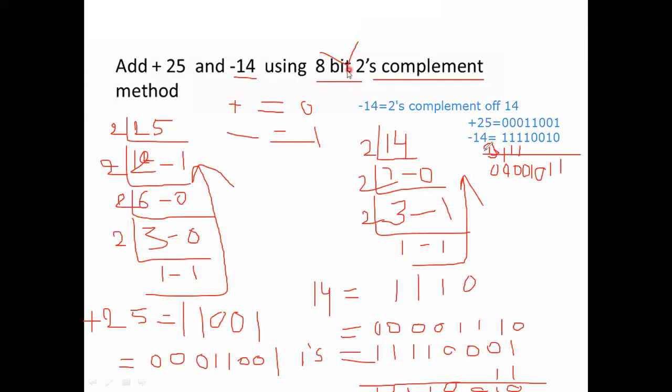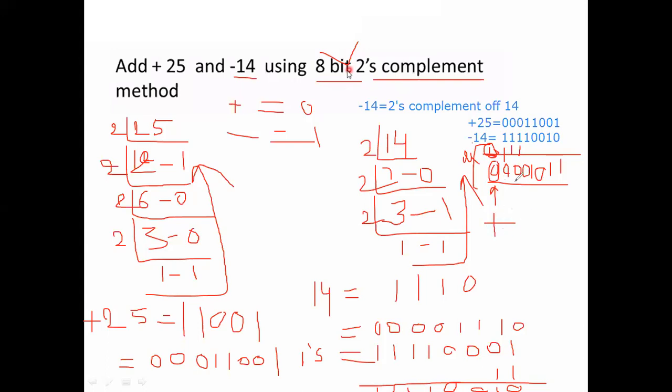Whenever we get a final carry by using the 2's complement method, this will be discarded. That means we neglect this carry. Then what is the result we are getting? This is the result. What is the MSB here in this result? MSB is 0. MSB is 0 means is it a positive number or negative number? Positive number.